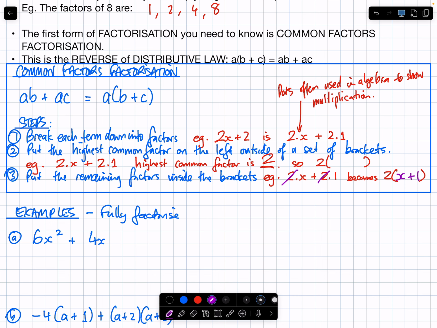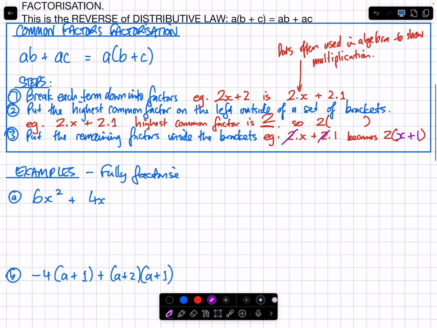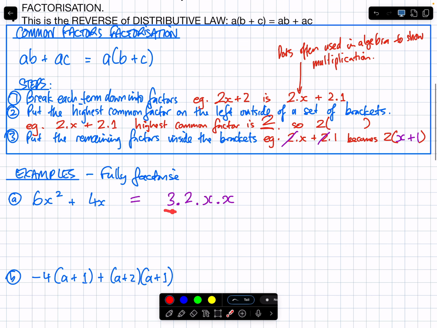Oh, okay, that's cool. All right, let's see how this works for more difficult examples. 6x squared plus 4x. What numbers can I times together to get 6? 3 and 2. So I'm going to break 6 down into 3 times 2. How do I get x squared? What am I timesing together to get x squared? x times by x. Good. So all I've done is I rewrote 6x squared into its factors: 3 times by 2 times by x times by x.